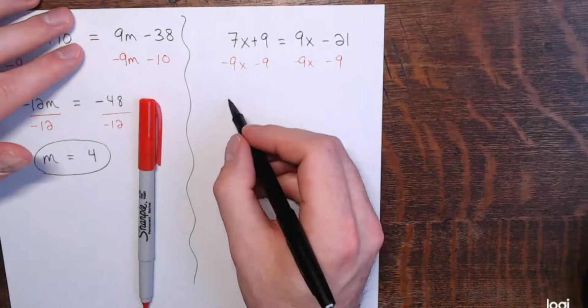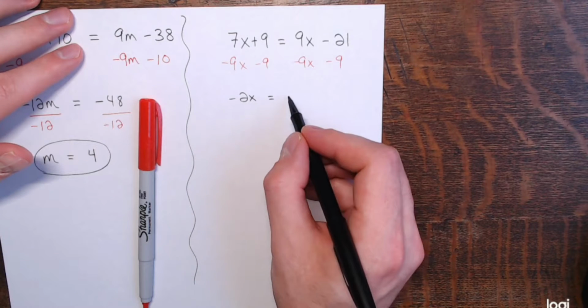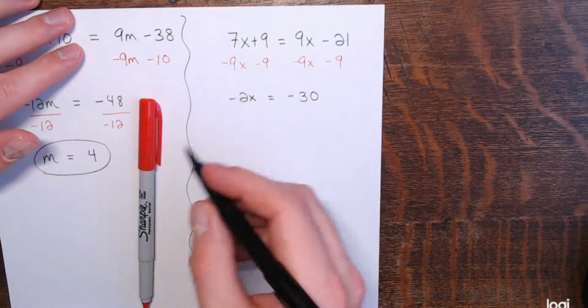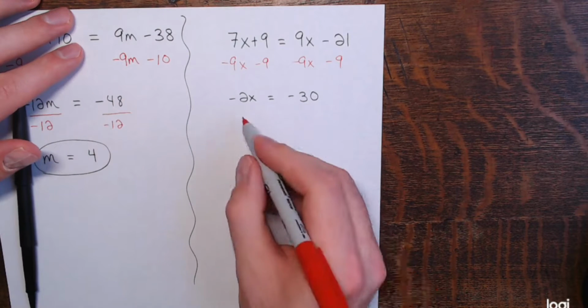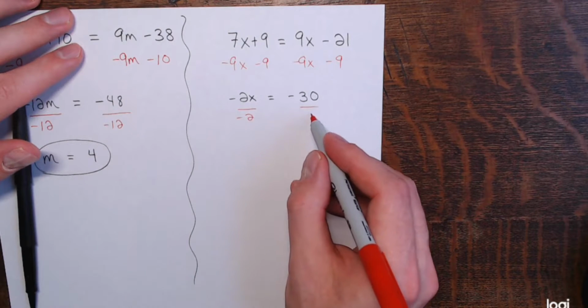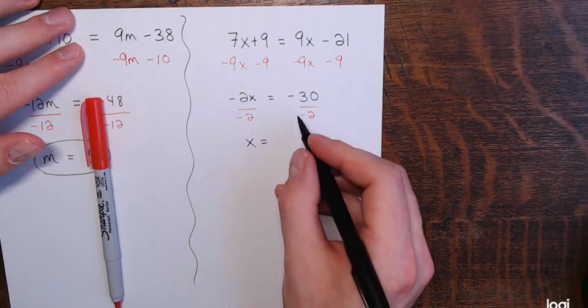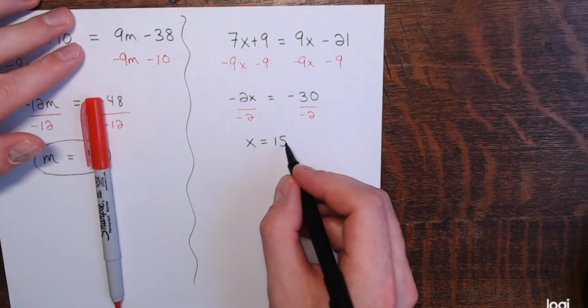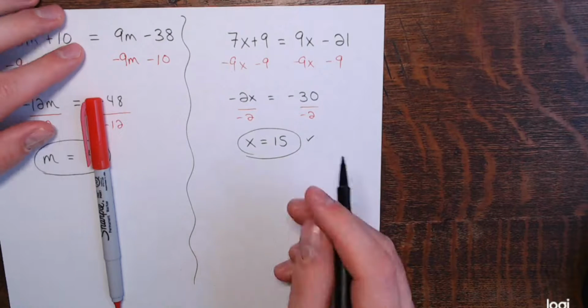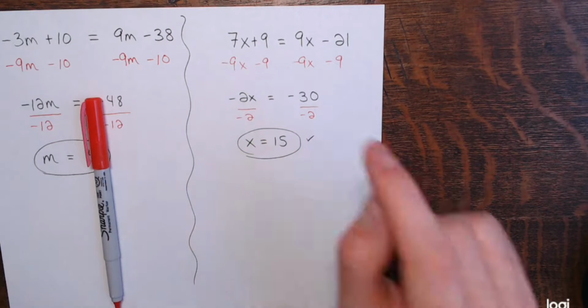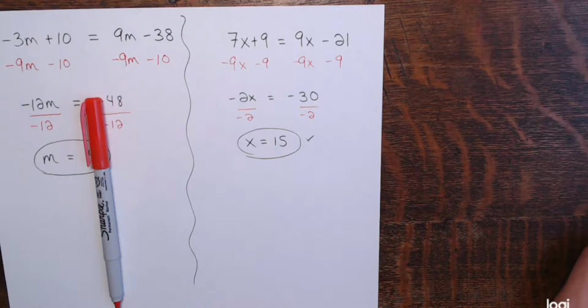And you have negative 2x equals negative 30. Divide both sides by negative 2, and as I was saying earlier, x is going to be positive 15. Right? Negative 30 divided by negative 2. And again, put a little check mark next to that. Don't forget to check. Plug 15 in for x on both sides. See if you get a true statement.